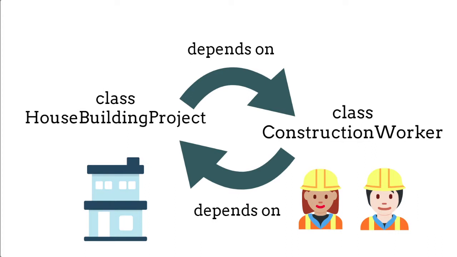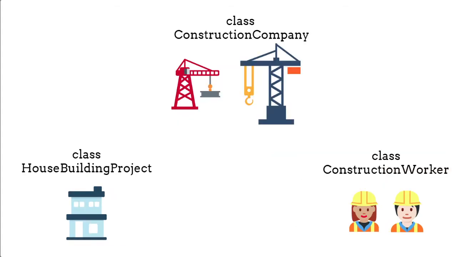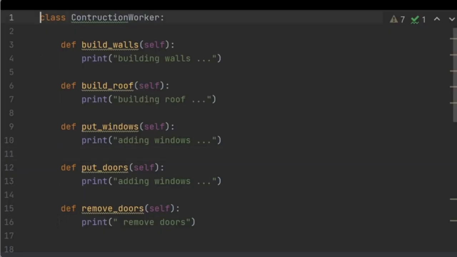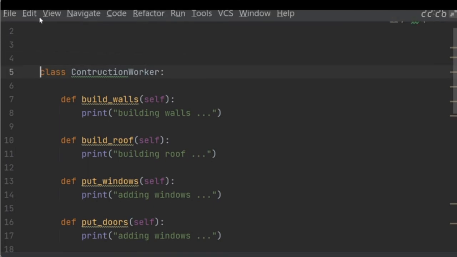So, you can see in this example, that the class house building project and the class construction worker depend on each other, because if something changed in one of those classes, for example if a new method to build the house is added, those changes must be added in the other class too. To solve this problem, we will add a class construction company, and both classes will depend on this class. It makes sense, because the construction company has to deal with the changes in the way that houses are built, and not the project.